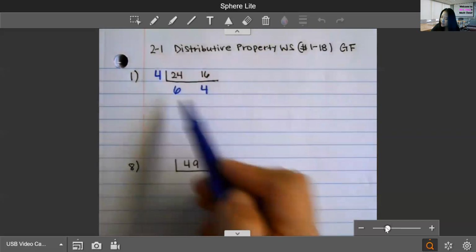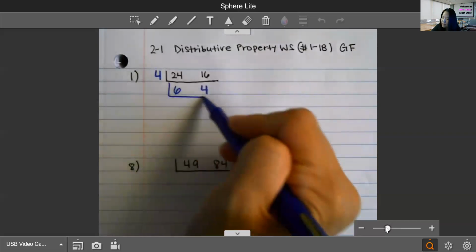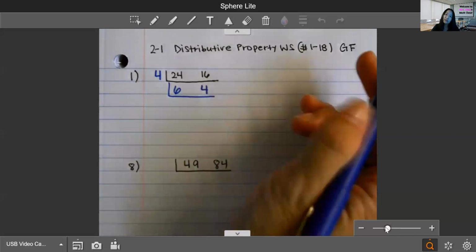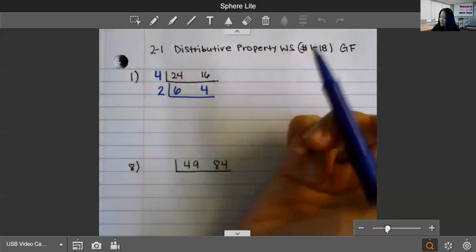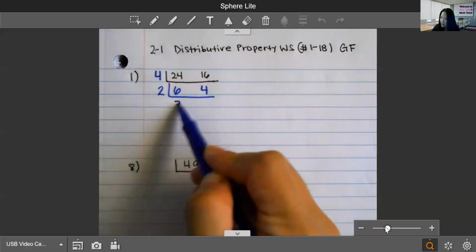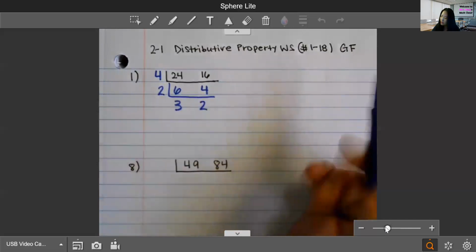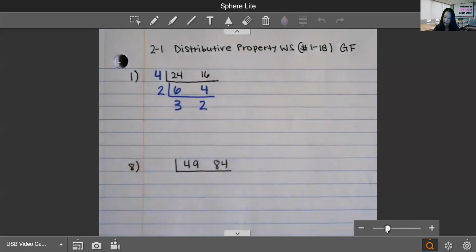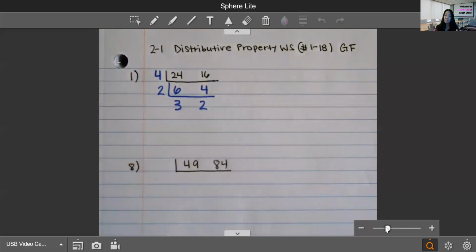Okay, now looking at 6 and 4, hopefully you guys all figure out that because those are both even numbers, you can divide by 2, which means you still need to keep going. 2 goes into 6 3 times, and 2 goes into 4 2 times. Now, when you look at 3 and 2, hopefully you realize that there is no other common factor but 1, and you don't want to divide by 1 because then you will just continue to get the same numbers. So then that's when you're done.